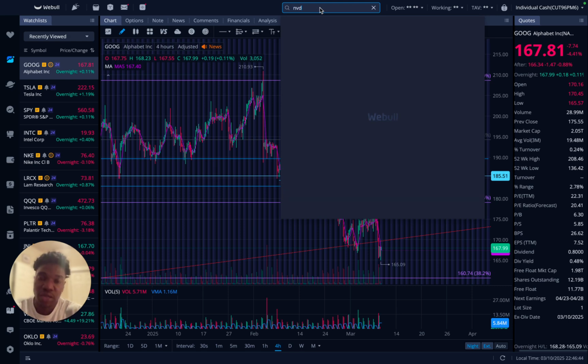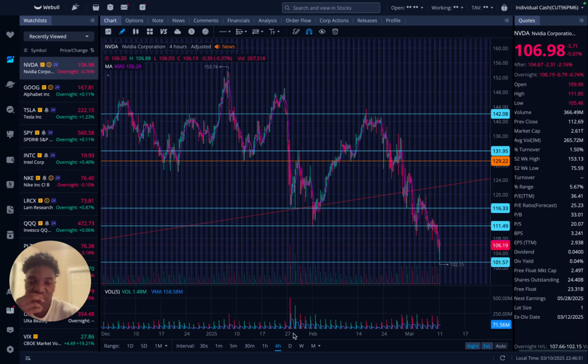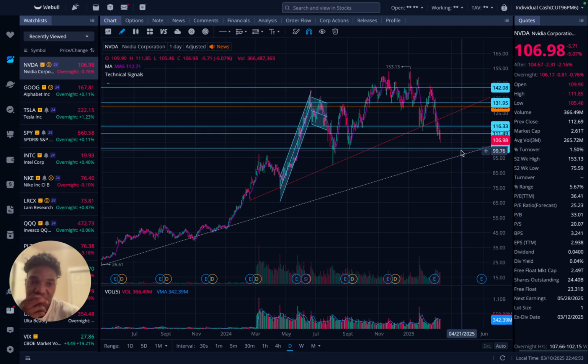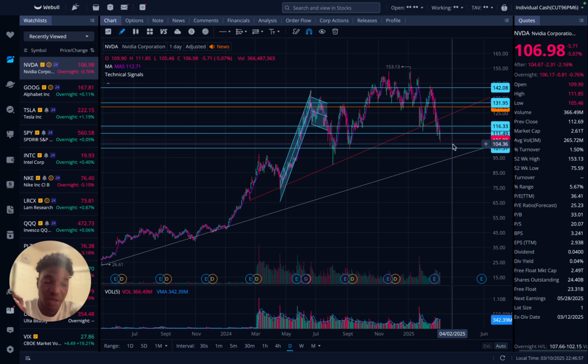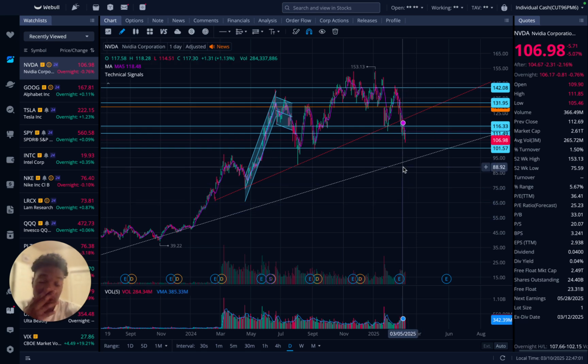Nvidia is also at a very nice discount, 101 compared to all-time highs at 153. I do think it can come lower, but once again, if you're longing, it's a good time to long. Everything is at a discount, and this is talking about long-term holds. I do think the market has a lot more to fall throughout the year, but just in the immediate moment.